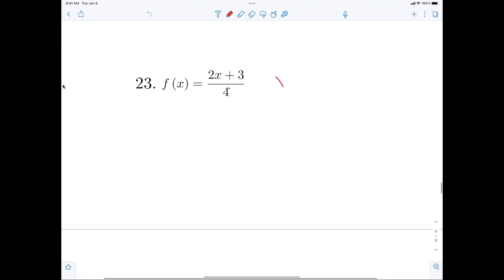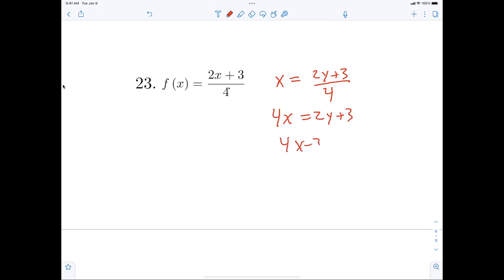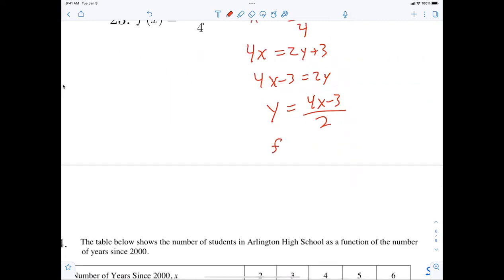I changed this to x equals (2y plus 3) over 4. How do I get rid of dividing by 4? So 4x is equal to 2y plus 3. 4x minus 3 equals 2y. y equals (4x minus 3) over 2. And then I want your symbolism: f inverse of x equals (4x minus 3) over 2. Anybody have any issue with that? That's how you find the inverse. Anybody have any issues?